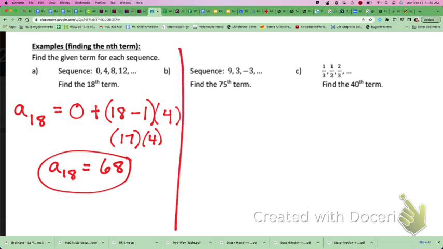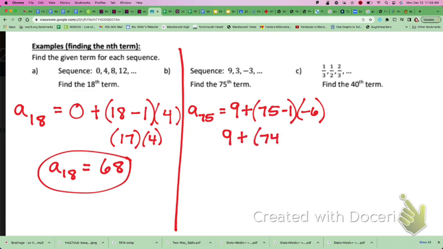All right, so for B, we're finding the 75th term. So A subscript of 75 is equal to, first term is 9 plus, then we're going to do 75 minus 1. Now we have to actually think, what's happening from 9 to 3? Subtracting 6. So I'm going to make it a -6. So then we're going to do 9 plus 74 times -6.